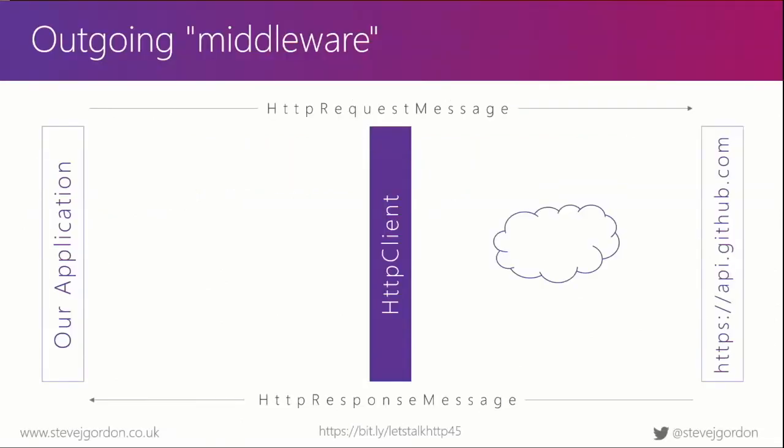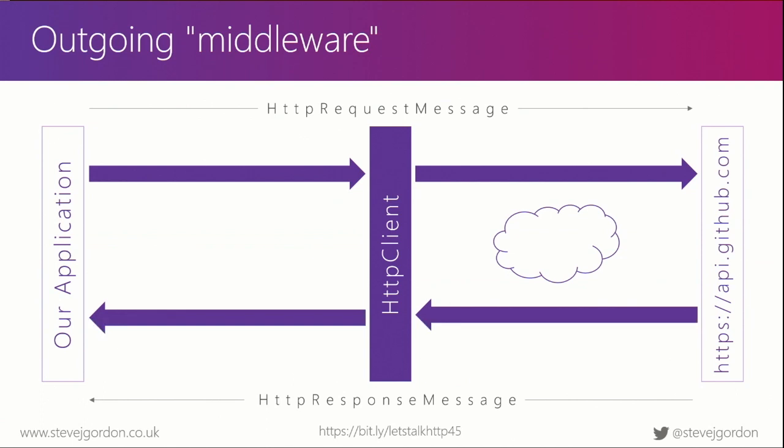So the next thing I wanted to touch on is this concept of outgoing middleware. Again, it's a bit like the ASP.NET Core middleware pipeline coming in, but just for outgoing requests. At an abstract level, when you send an HTTP request message, it goes out through HttpClient, trundles over the internet somewhere, something gives us a response, which comes back into us through the HttpClient as an HTTP response message. And that's typically how we interact with it.